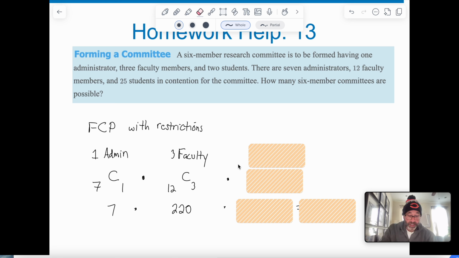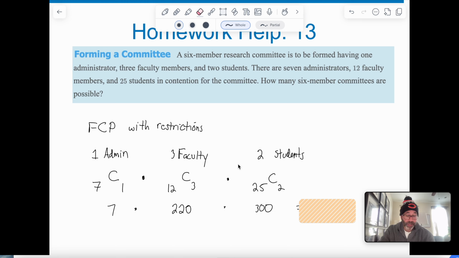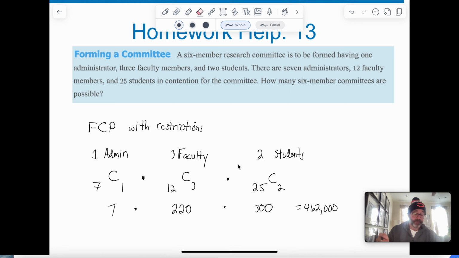The last thing is the students. There's 25 students to pick from. I'm going to pick 2 of the students. So 2 students, that means that we're going to have 25, and we're going to pick 2. So then this means we have 300. There's multiple events taking place, but it's all condensed into 1, really. So we have to do fundamental counting principle, multiply these together. We have 462,000 different types of committees, 6-member committees that I can actually choose. Okay.